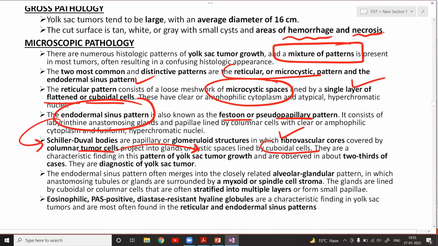Okay, so they are a characteristic finding in this pattern, that is the endodermal sinus pattern, and they are observed in 2/3 of the cases. So they are diagnostic of yolk sac tumor. Okay. Now this pattern is again closely associated with other patterns. That is, the alveolar glandular pattern is another pattern. And again, in this endodermal sinus pattern, we see the presence of eosinophilic hyaline globules that I showed you, which are PAS positive, and a characteristic finding seen in the yolk sac tumor.